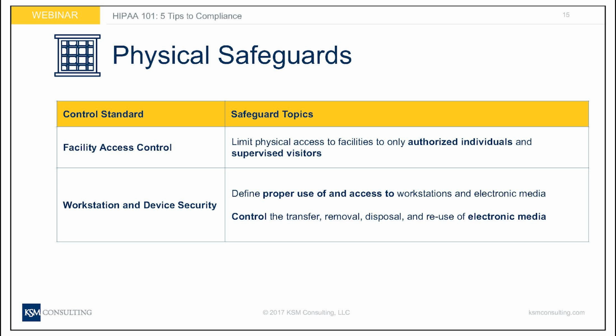As we look at physical safeguards, two main components here. One is the facility access control, and that's pretty straightforward. It is limiting physical access to facilities to only those authorized individuals and approved or supervised visitors. The workstation and device security is all about defining that proper use of and access to workstations and electronic media. Controlling electronic media is really the crux of this control standard, whether it's the transfer, the removal, disposal, or reuse of any of that electronic media. That can be your laptop, it could be your desktop, it could be a CD, a USB drive. These are all different examples of electronic media.